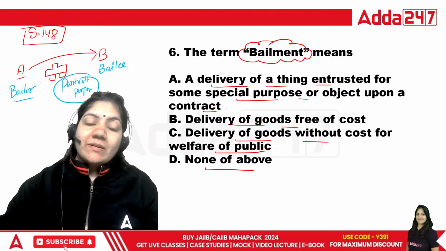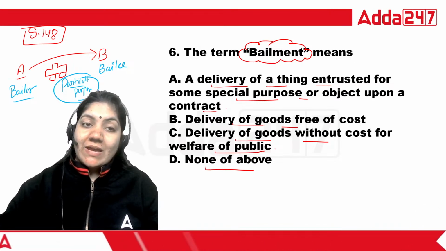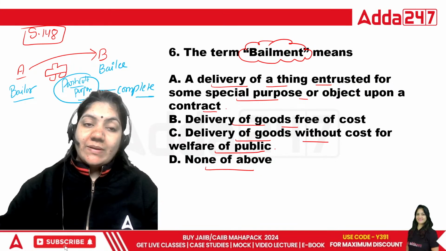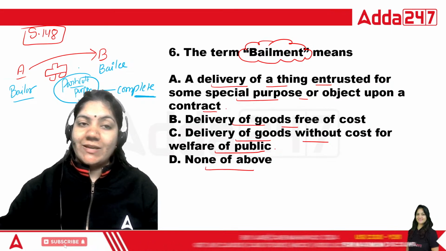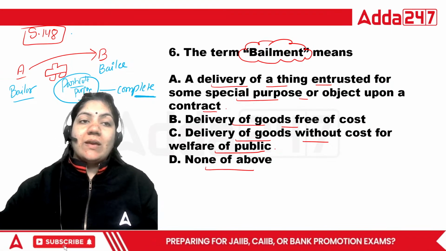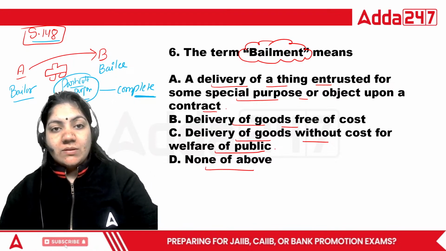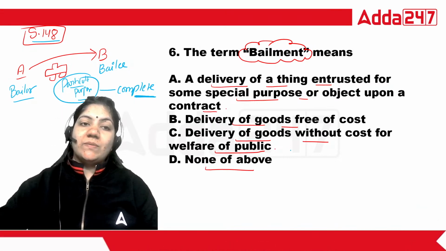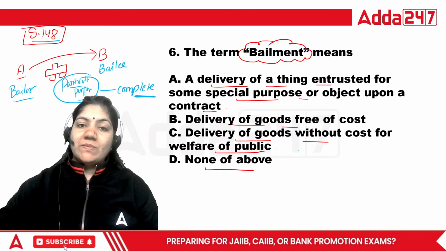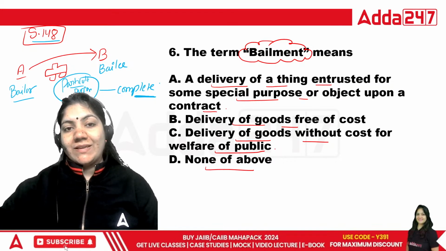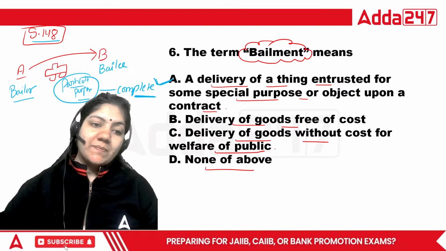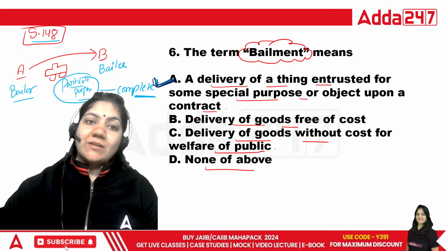Done. So when the bailor has given the goods to the bailee for the particular purpose, and when the purpose is complete, in that case the bailor will take back the goods. This is called bailment, and section 148 talks about bailment. So in this case, class, the right answer is that bailment means a delivery of things entrusted for some specific purpose upon a contract. So for 6, A will be the right answer. Okay, A will be the right answer for this question.